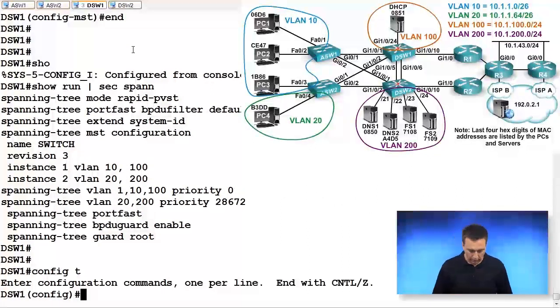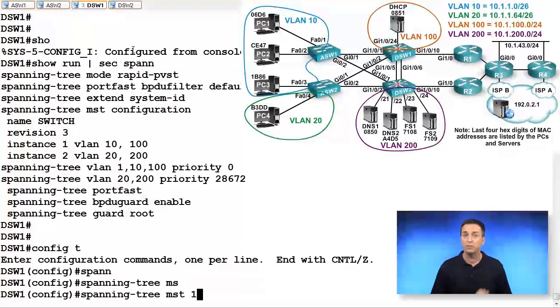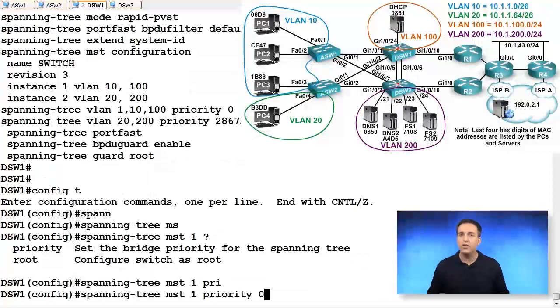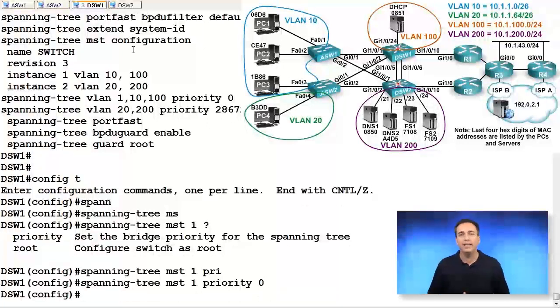So on DSW1, we'll type in spanning tree MST 1. So I'm specifying the MST instance here, not the VLANs, like we would with per VLAN spanning tree or per VLAN rapid spanning tree protocol. So spanning tree MST 1. And we'll say, in this case, priority 0. Now you could have used the root primary command. It would elect it as the root bridge in this case, but I like giving my switches the best chance of maintaining the root bridge role if a rogue device comes along announcing a lower priority.